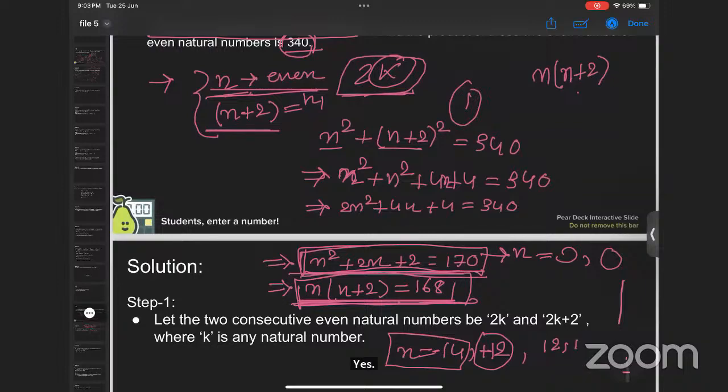Ma'am, what did you say? Please say it again. If you solve this equation, you will get minus 14 and 12 as the roots. Ma'am, can you please solve this equation just for me?